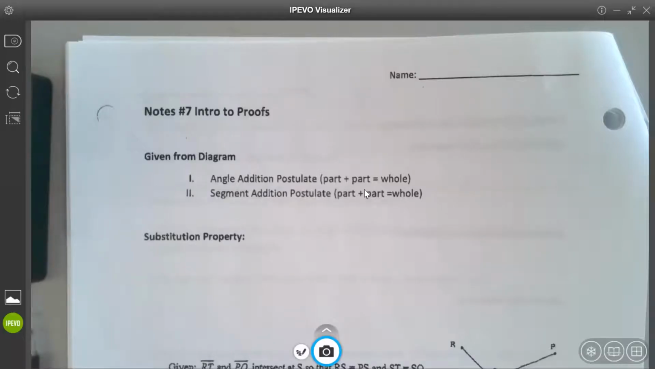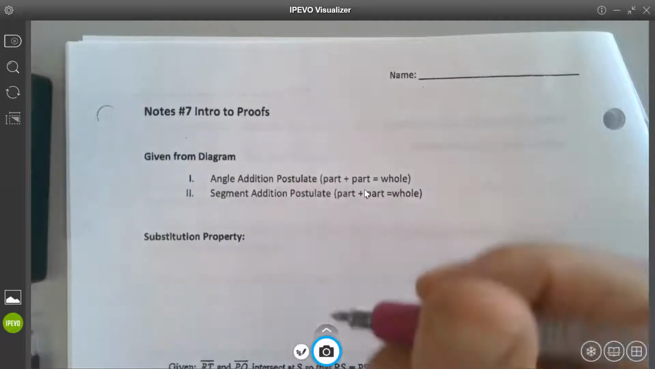So at the top of this, we have angle addition and segment addition. There's lots of properties we're going to add in today. These are not new properties. We've already done this. So I'm going to give you an example of each.